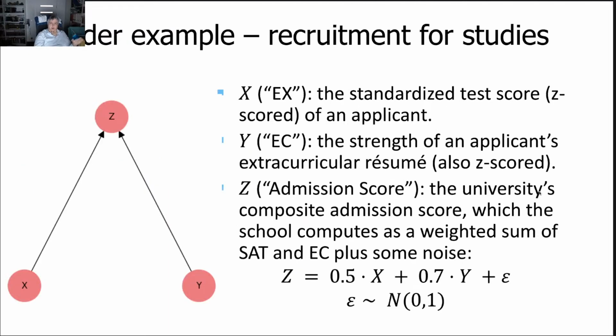As a more detailed example, let's consider recruitment for studies. We have exam results and we have extracurricular resumes, like some extra credit points, some awards, etc. And we have the admission score, the university composite admission score, which the school computes as a weighted sum of the exam and the extracurricular activities. So Z is a linear combination of those two aspects.